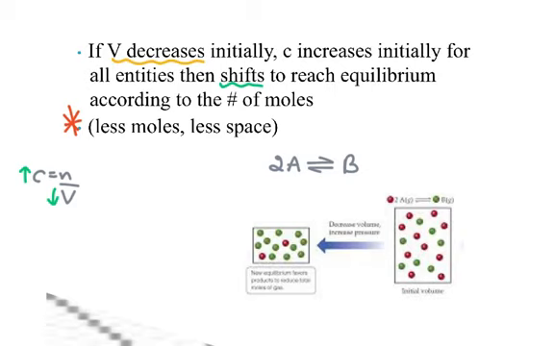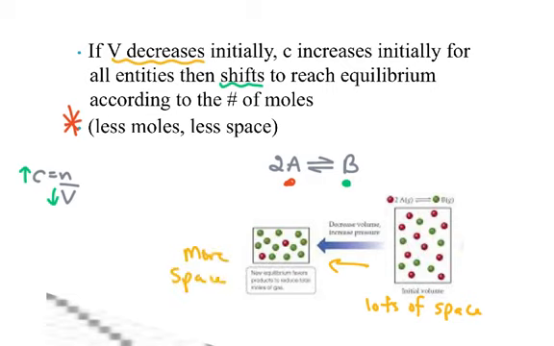Our A's are the red dots, and our B's are the green dots. And again, what happens here is if I have less space, so it is accustomed to having lots of space, then when I squish the container, I want to have more space, just like I used to.